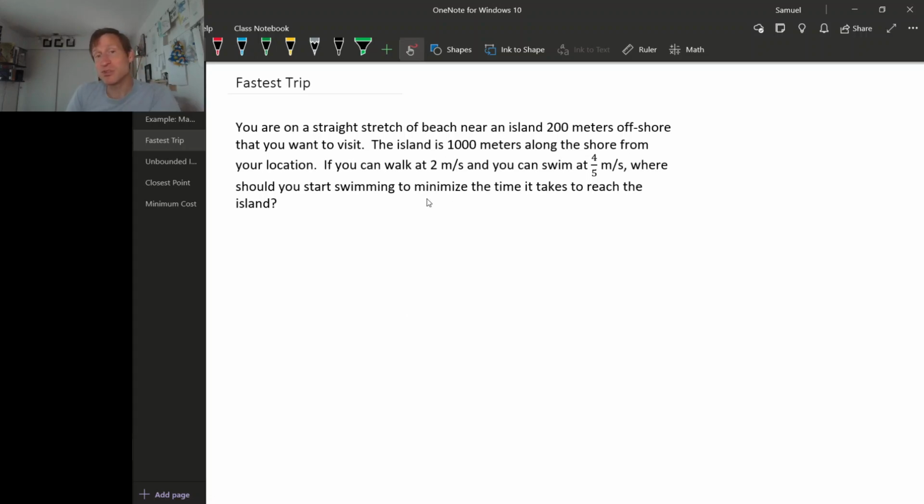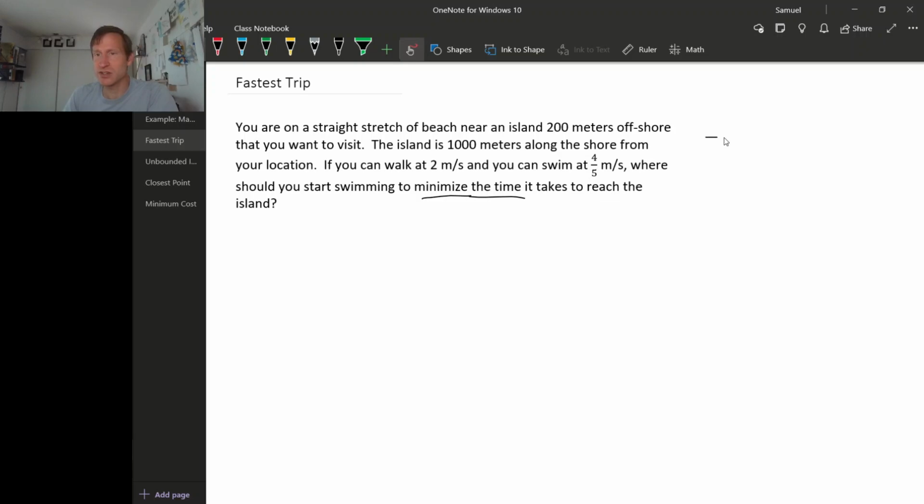So you can see, since we're trying to minimize something, this is an optimization problem. We're trying to find a minimum value, and the thing we're trying to minimize is time. So what we're going to have to do is somehow express the time that it takes as a function of something. To understand what the independent variable should be, maybe we should draw a sketch of the geometric situation here.